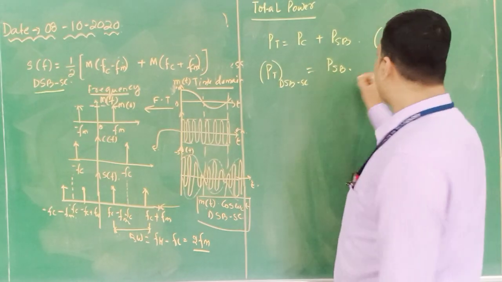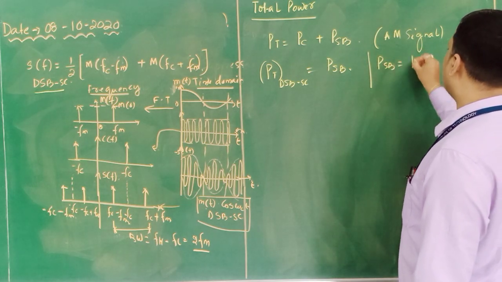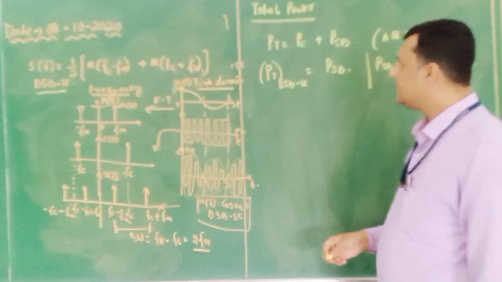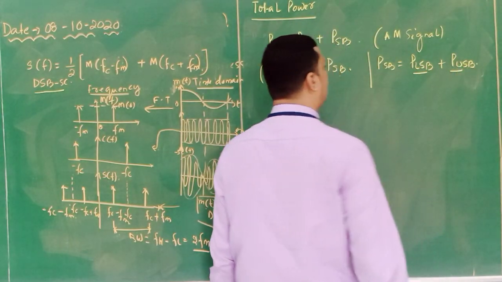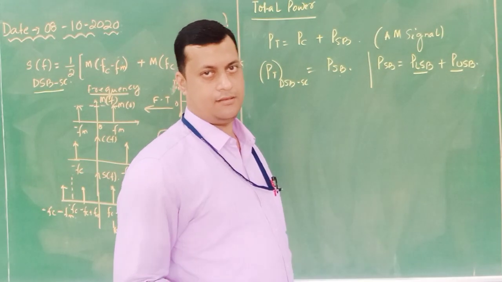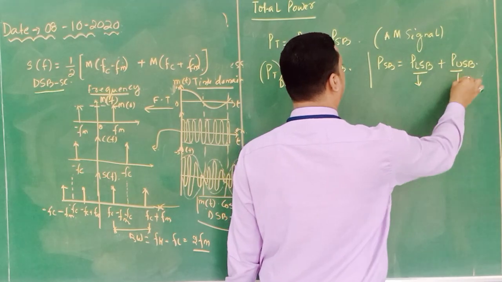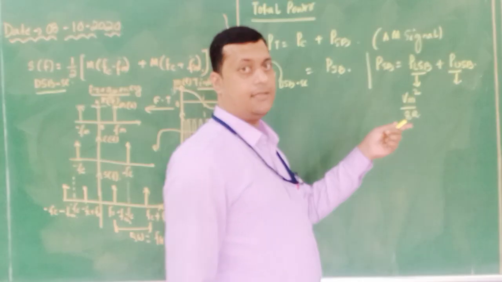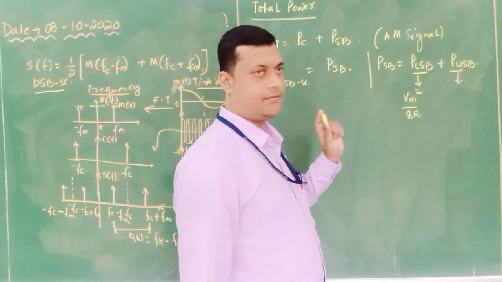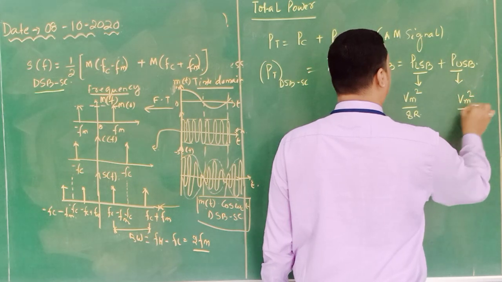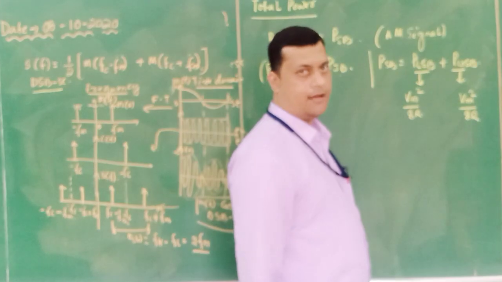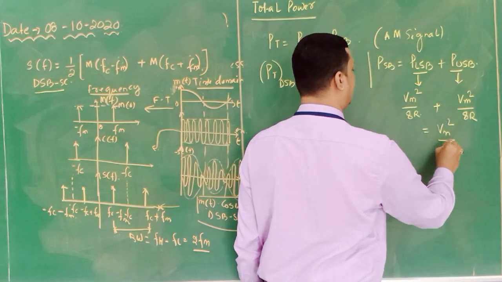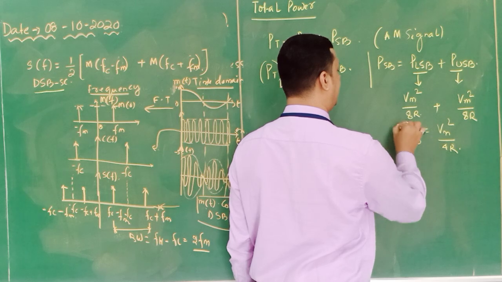Now what is this sideband power? The sideband power is nothing but the power available at the lower sideband plus the power available at the upper sideband. Here we have seen that the powers in the lower sideband and upper sideband are equal. How much have we calculated for them? We have calculated Vm square divided by 8R. This relation is related to AM, directly I am writing this one. Similarly, the power available at the upper sideband is Vm square by 8R. Now, when I add these two, we get Vm square divided by 4R. So this is the total sideband power.